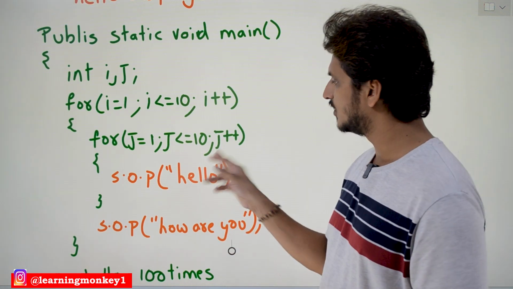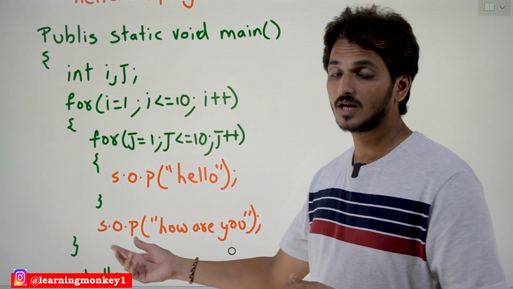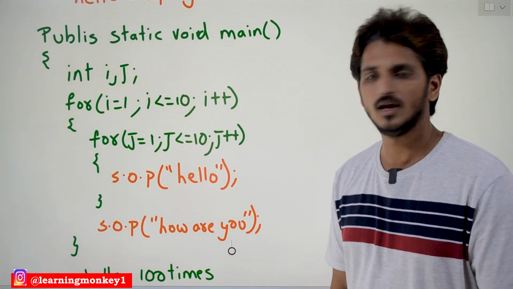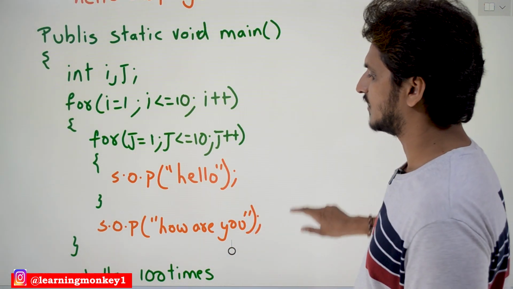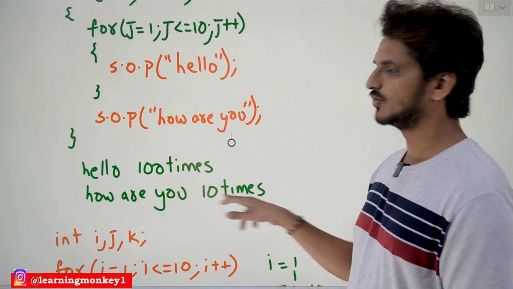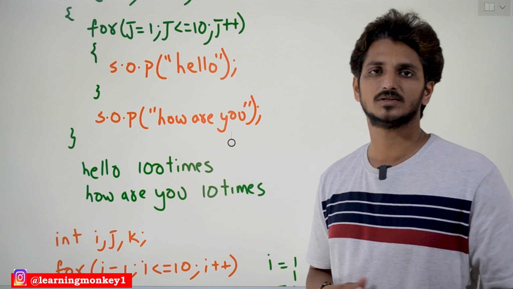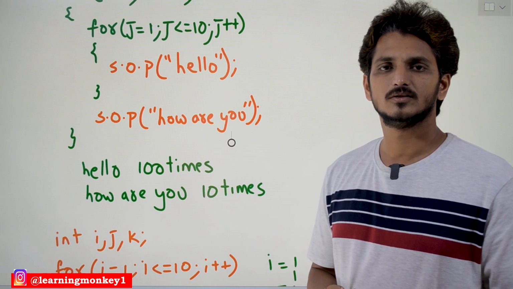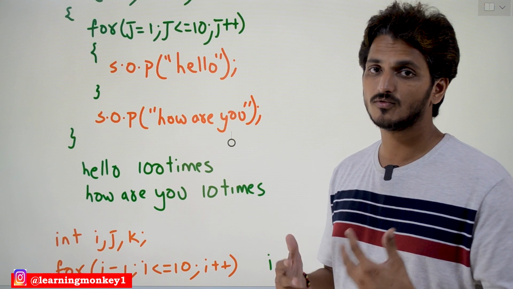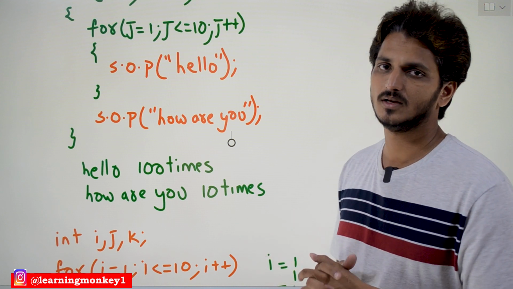So how many times is hello going to be displayed, and how many times is how are you going to be displayed? Hello is going to be displayed 100 times, how are you is going to be displayed 10 times. So you need to understand this execution flow, that's why different examples.